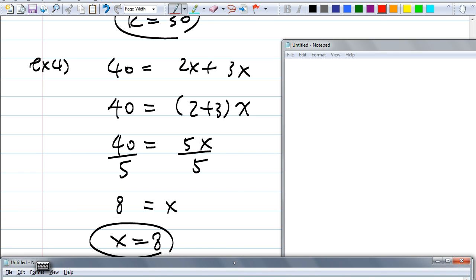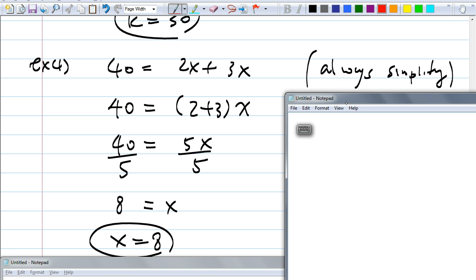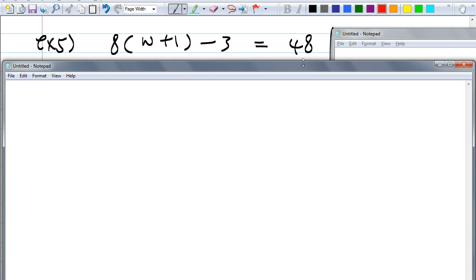Okay, any question? Easy enough? So if you're going to have problems like this, you should always simplify. It just makes it easier. If you can simplify before you solve for one of the variables, you should do that. It just makes it easier. Any question? We good? Okay.